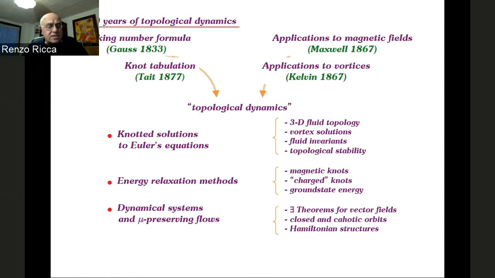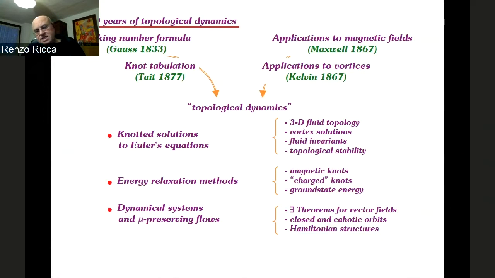Then the purest approach from dynamical systems was considered, and of course volume-preserving flows were considered, with existence theorems for vector fields or orbits that are not only chaotic or closed, but form really complex topologies.